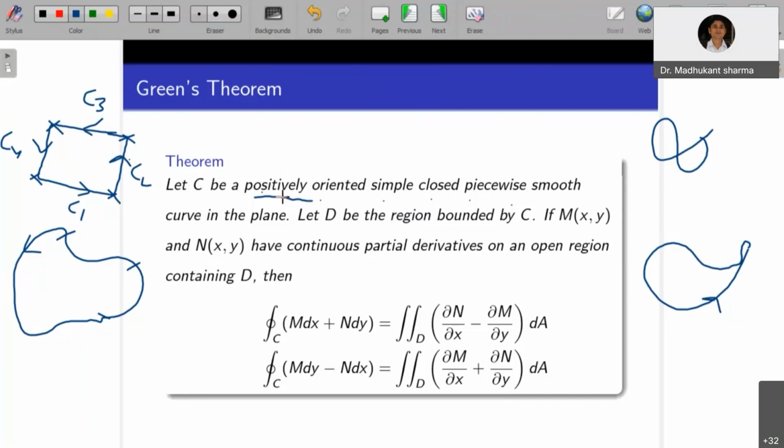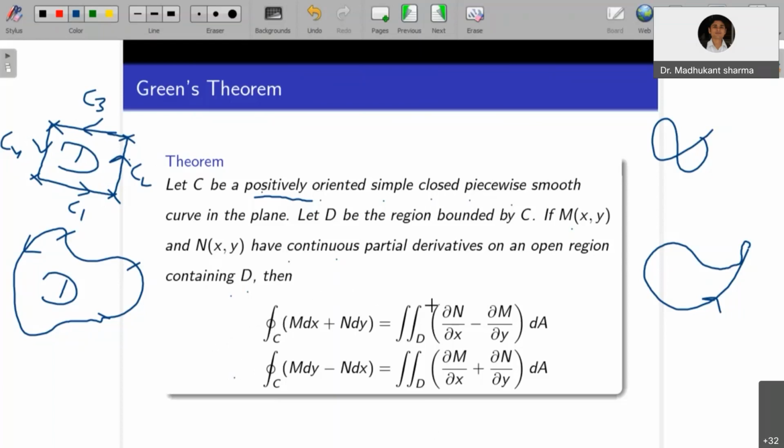Now, let D be the region bounded by C. So D is the region enclosed by C. Now, if M and N have continuous first order partial derivatives on an open region containing D, it is not necessary that M and N have continuous partial derivatives on the boundary. It is necessary to have them only inside the open region. Then you have the following.